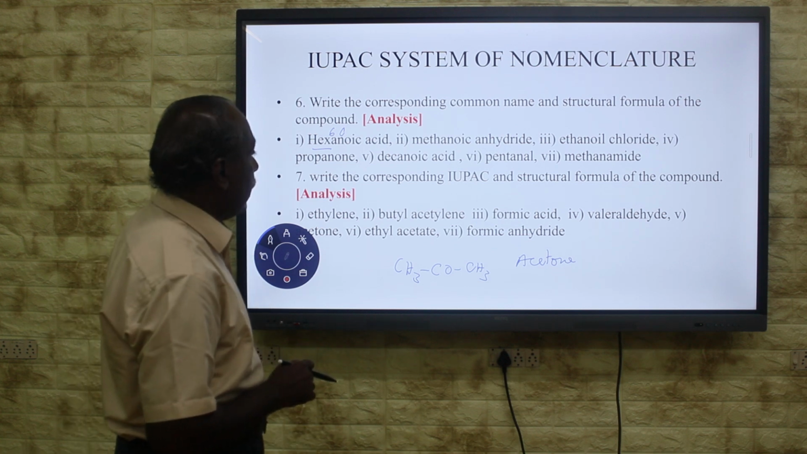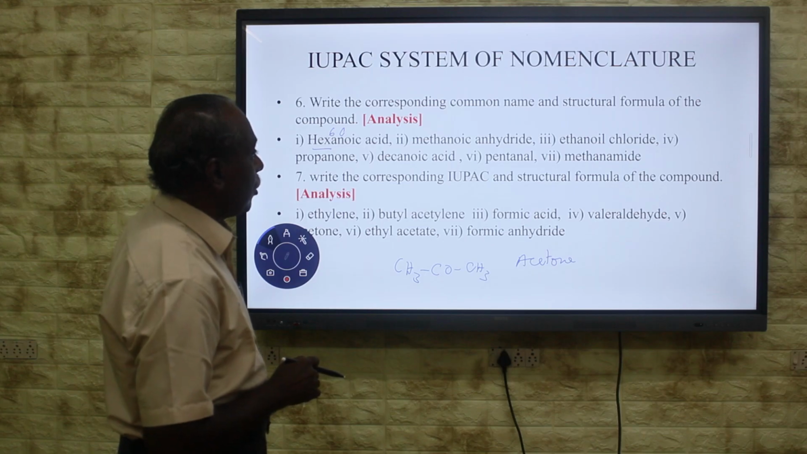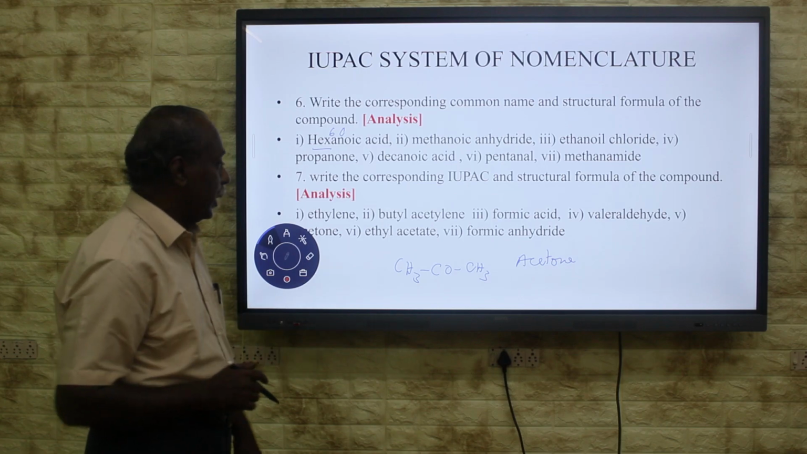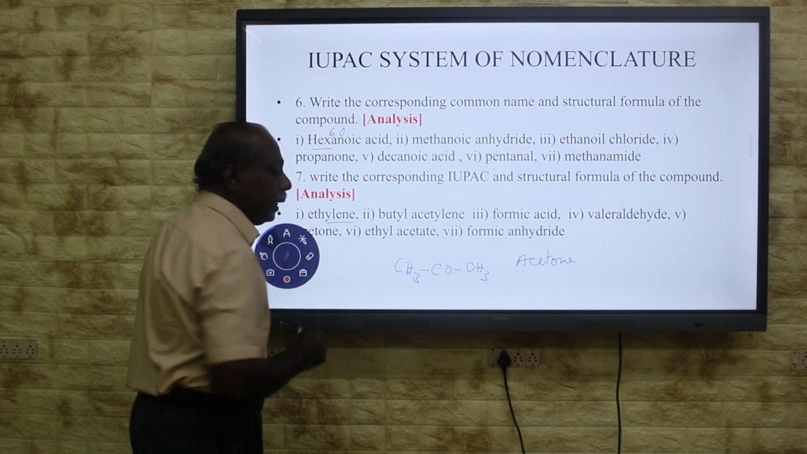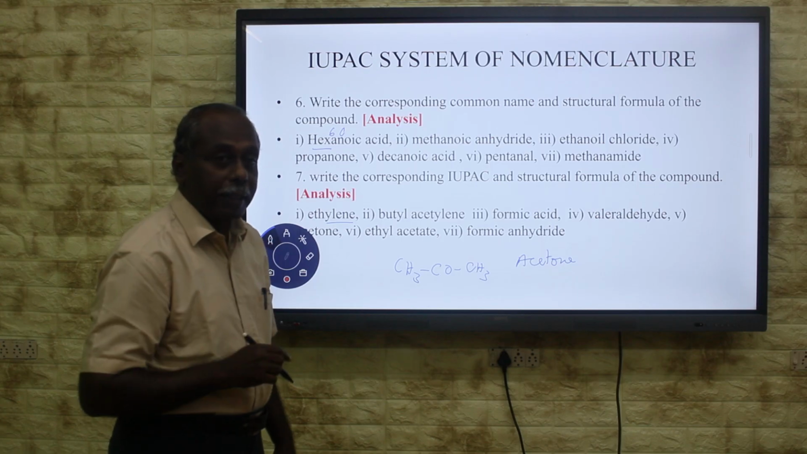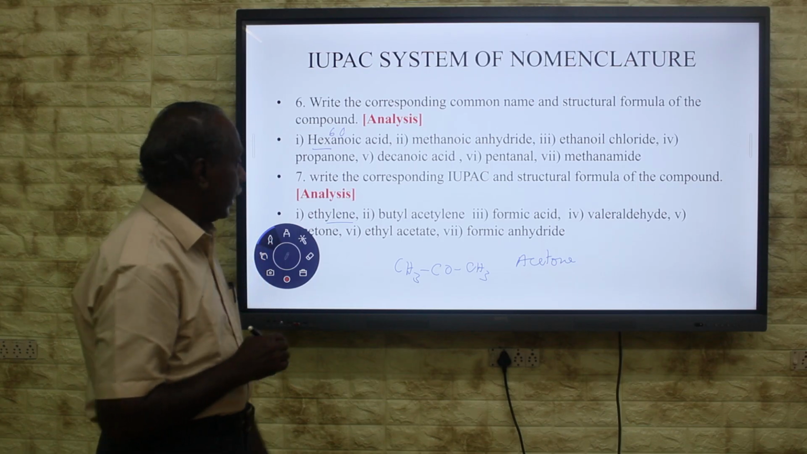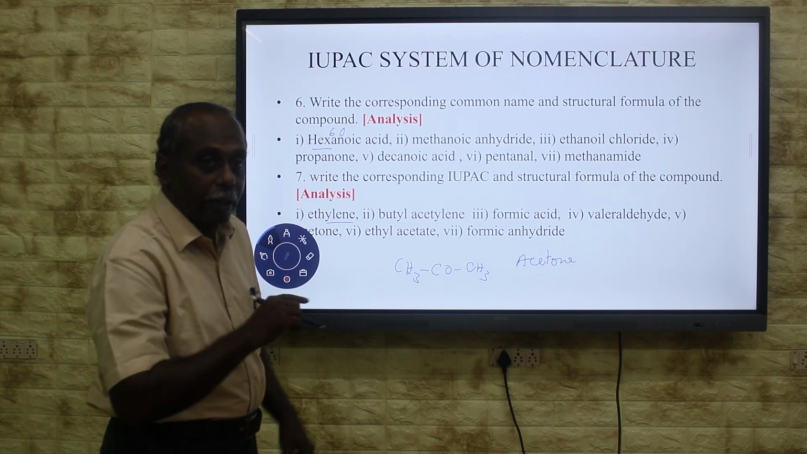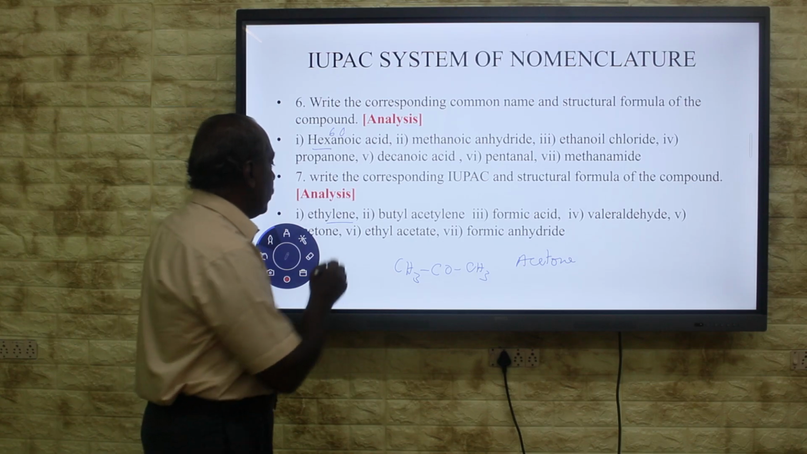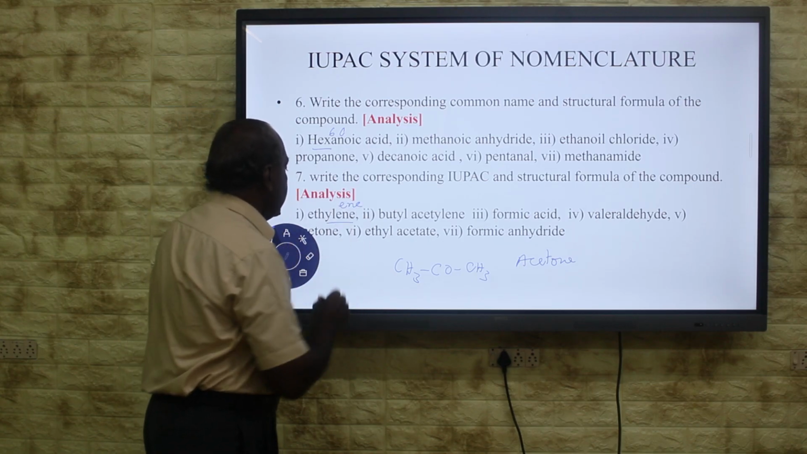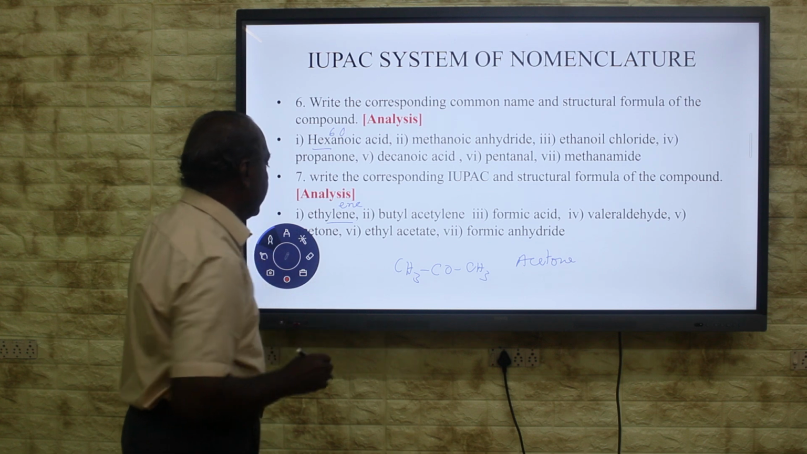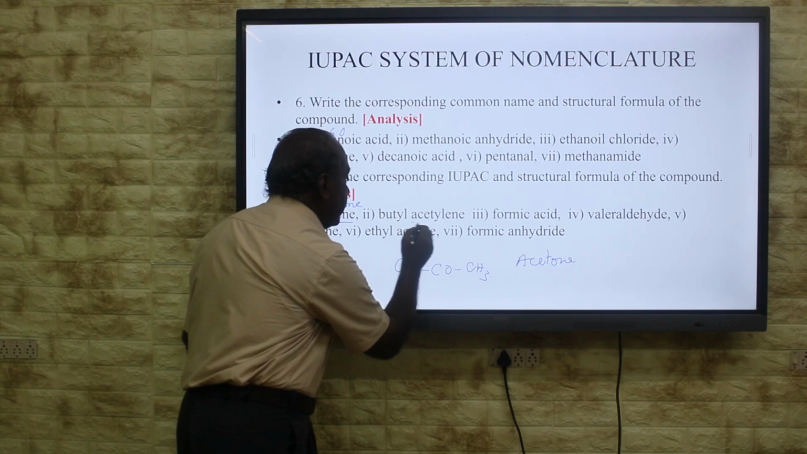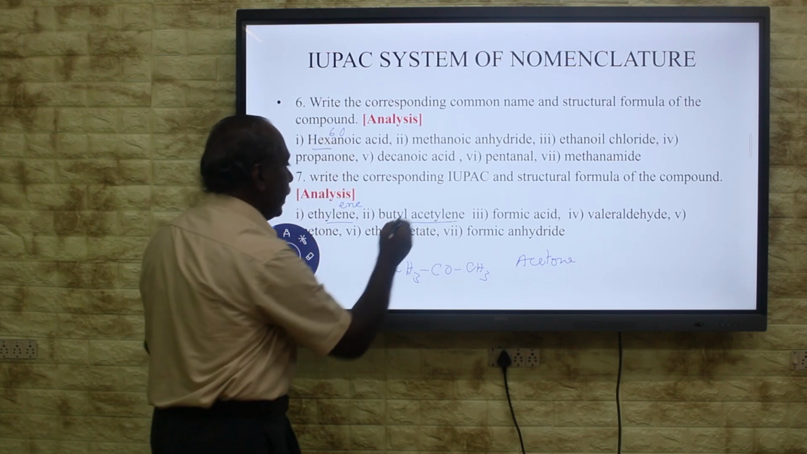The last one: write the IUPAC name and the structural formula of the compound. Here, the common name is given and you are going to write the IUPAC name. Recollect that 'ylene' indicates a double bond, a double bonded compound, an alkene. Here you replace 'ylene' with 'ene'. Ethene. Then acetylene is a common name. You write the structure.